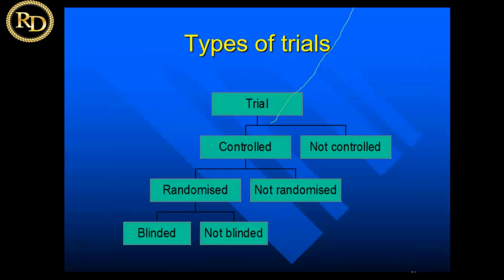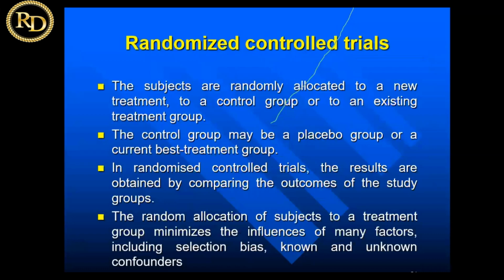Control, we have randomized, and randomized can be further blinded or non-blinded. And if it is a control, then it can also be non-randomized. Trial can be not controlled also. So in a randomized control trial, subjects are randomly allocated. Control can be given placebo.